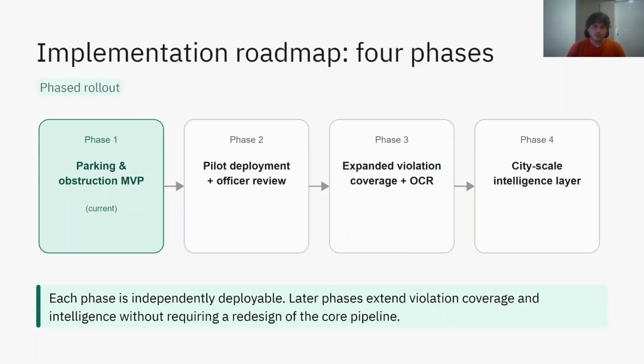Where does the pipeline go from here? It has four phases. The first phase is what you're looking at, the parking and obstruction MVP, the current state. Phase 2 is the pilot deployment with officer review in the loop. Phase 3 expands violation coverage and adds OCR for the plates. Phase 4 is a city scale intelligence layer, and each phase deploys independently on the same backbone. Nothing here needs a redesign to get there.